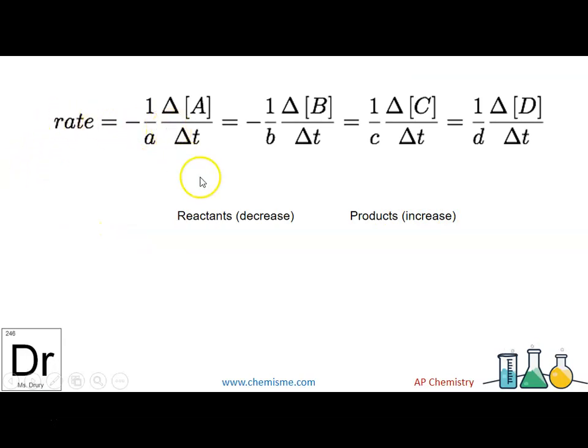So for any substance, the reactants are always going to have a negative value because they're decreasing. The reactant's coefficient would be inverted. So if it has a 2 in front of it, it's going to be half the rate. If it has a 3 in front of it, it's going to be a third of the rate. And any of the products are going to be positive because they're forming, and the same thing with their coefficient. So if their coefficient was 3, it's going to be forming at the 1/3 rate, or if it was a coefficient of 4, it would be forming at the 1/4 rate.